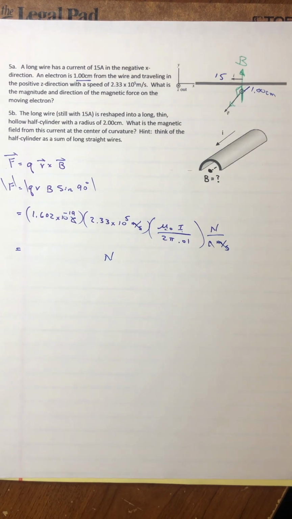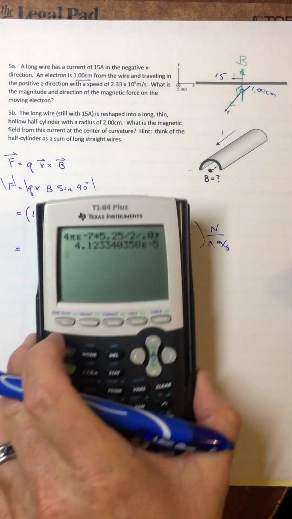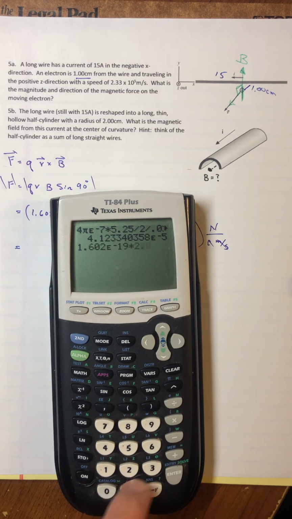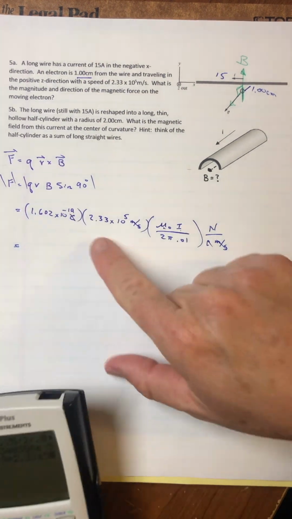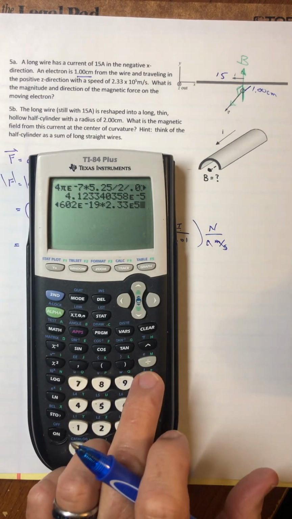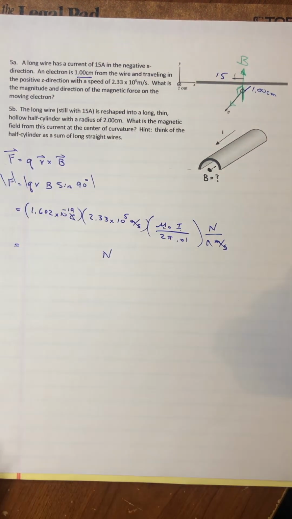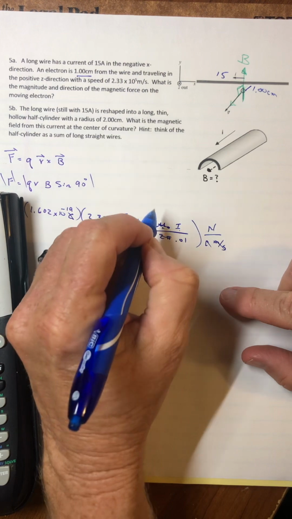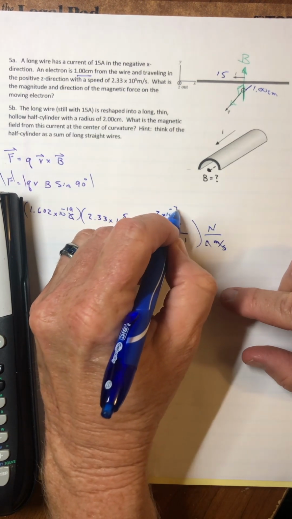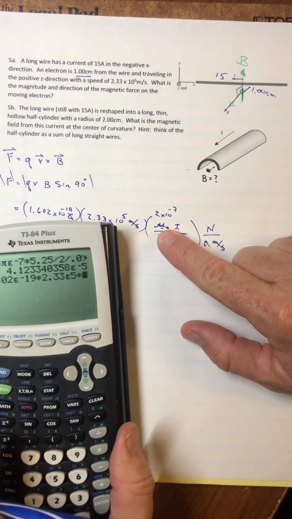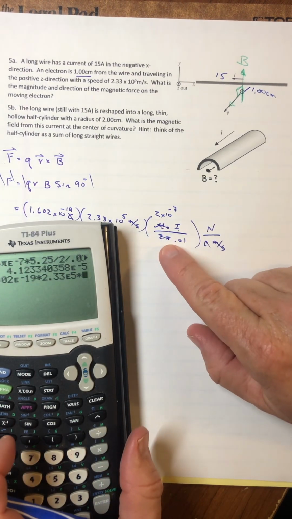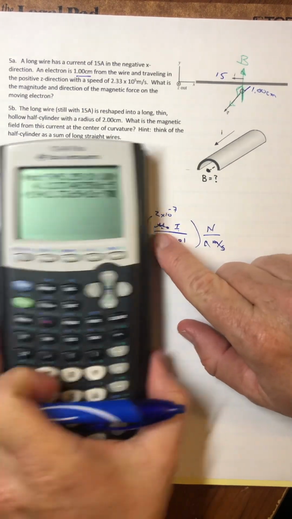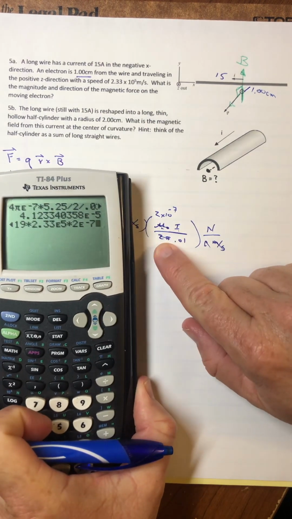So there would be the magnitude of the force. So 1.602 times 10 to the negative 19 for the charge, 2.33 times 10 to the 5th for the velocity, times, and I can save a little bit of calculator buttons. But remember, the permeability of free space is 4 pi times 10 to the negative 7. So when I cancel with a 2 pi, I'm just left with 2 times 10 to the negative 7 for that one. And then I don't have to worry about the 2 pi down here.